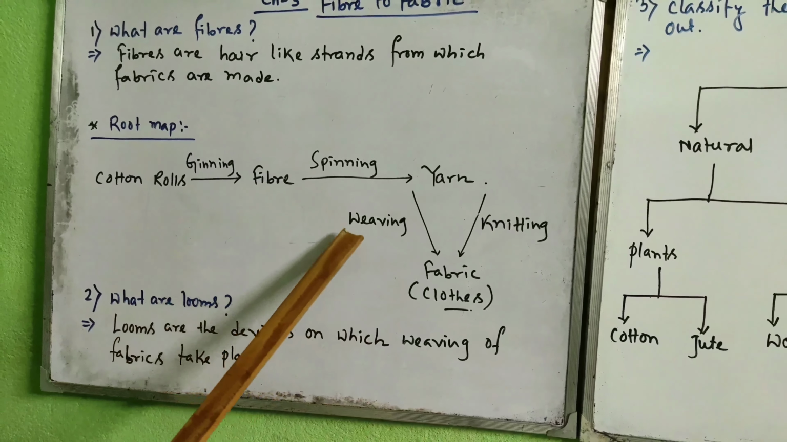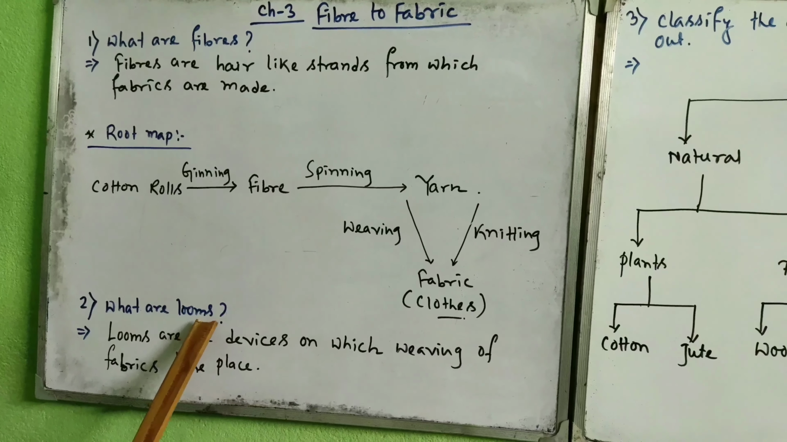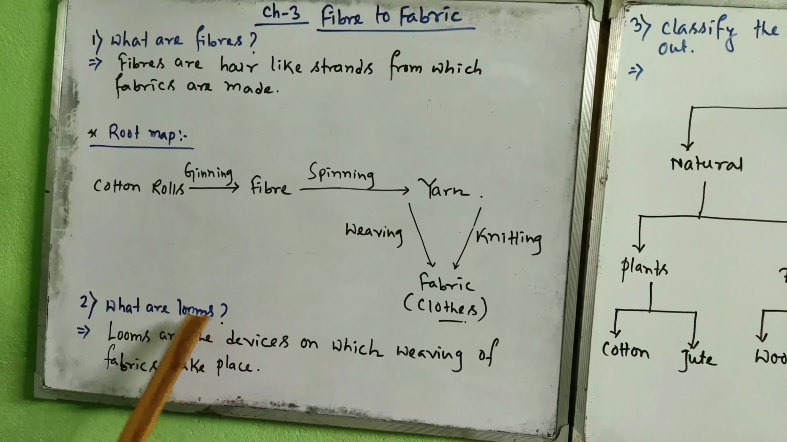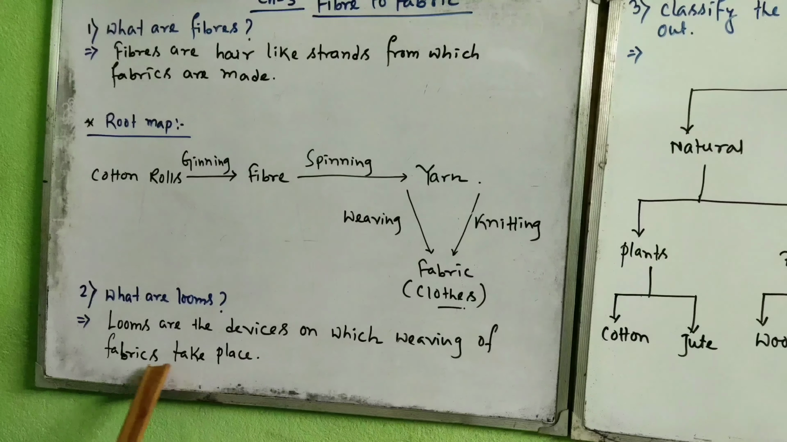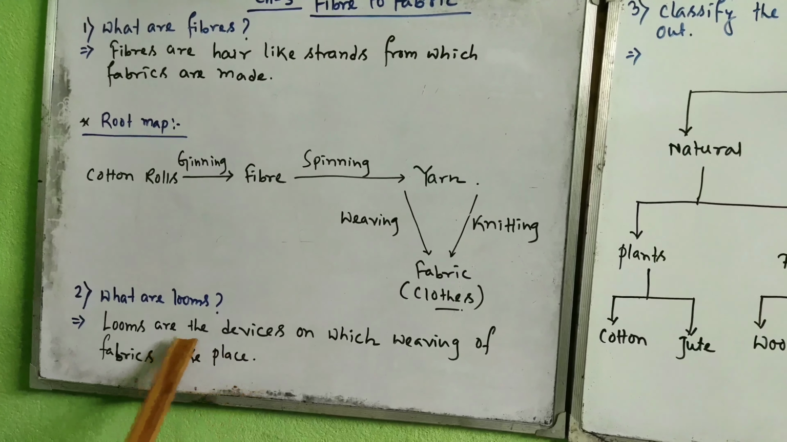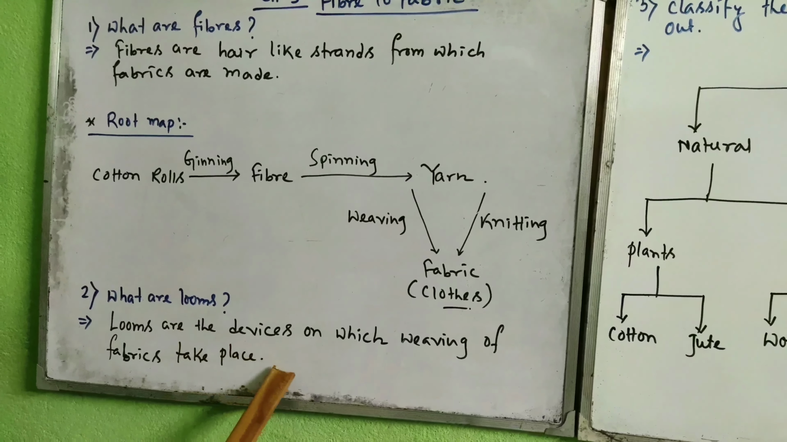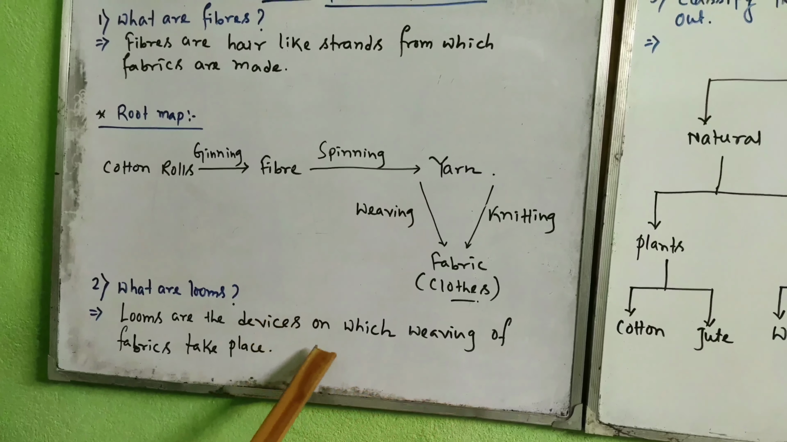Now I have told about the hand looms or power looms. So what are looms basically? Looms are the devices on which weaving of fabrics takes place. So it may be a hand loom or it may be a power loom. You have to keep this in your mind.